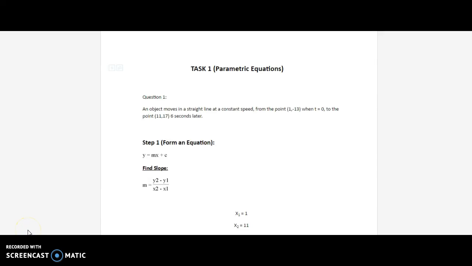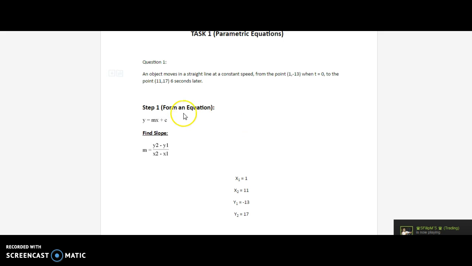Task 1, Parametric Equations. In question 1, an object moves in a straight line at a constant speed from point (1, -13) at time equal to 0, to the point (11, 17) 6 seconds later. Since we know this is straight line motion, with 2 points and constant speed, we form an equation on the basis of y equals mx plus c.